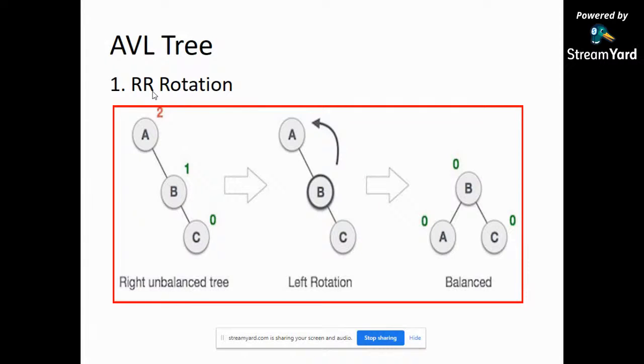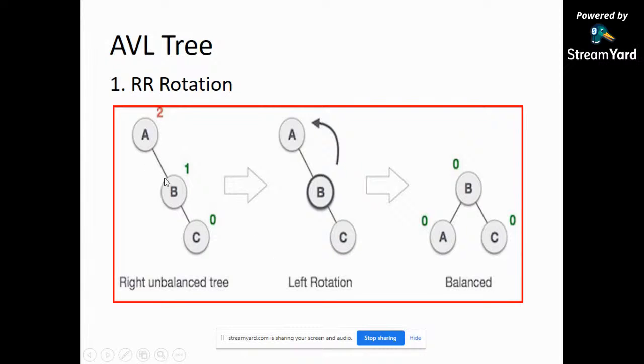So in RR rotation, we have to perform a single rotation anti-clockwise. Here you can see we have to perform a single rotation anti-clockwise. So in this single rotation, what we have done is we have rotated B. So B becomes the root node, A becomes the left node, and C becomes the right node. Now at this time you can see the balance factors are 0, 0, 0, which is allowed.